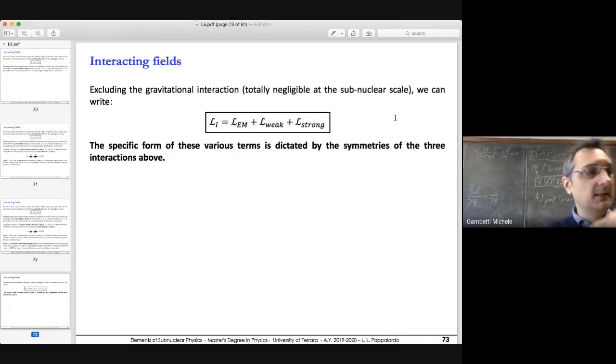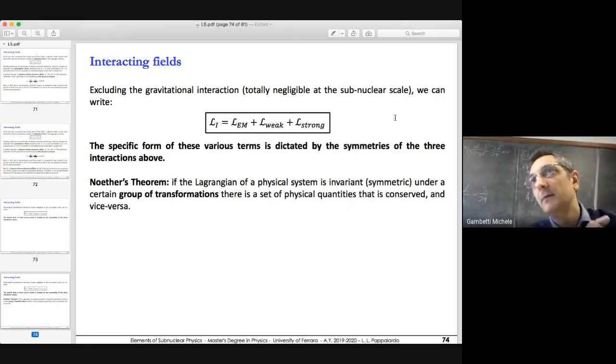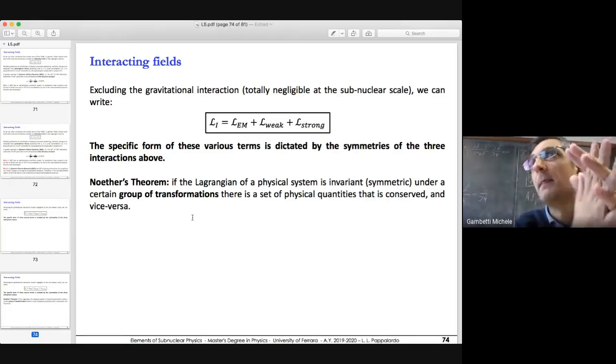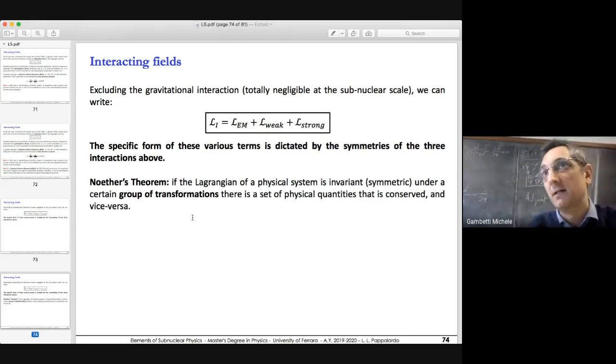So let's now speak for the next 10 minutes about symmetries and conservation rules. You probably know already about the Noether theorem. This can be applied essentially to any field of physics. So the Noether theorem tells that if the Lagrangian of a physical system is invariant or symmetric, which is the same, under a certain group of transformations, then there must be a set of physical quantities that is conserved, and vice versa. So it is an extremely powerful theorem.